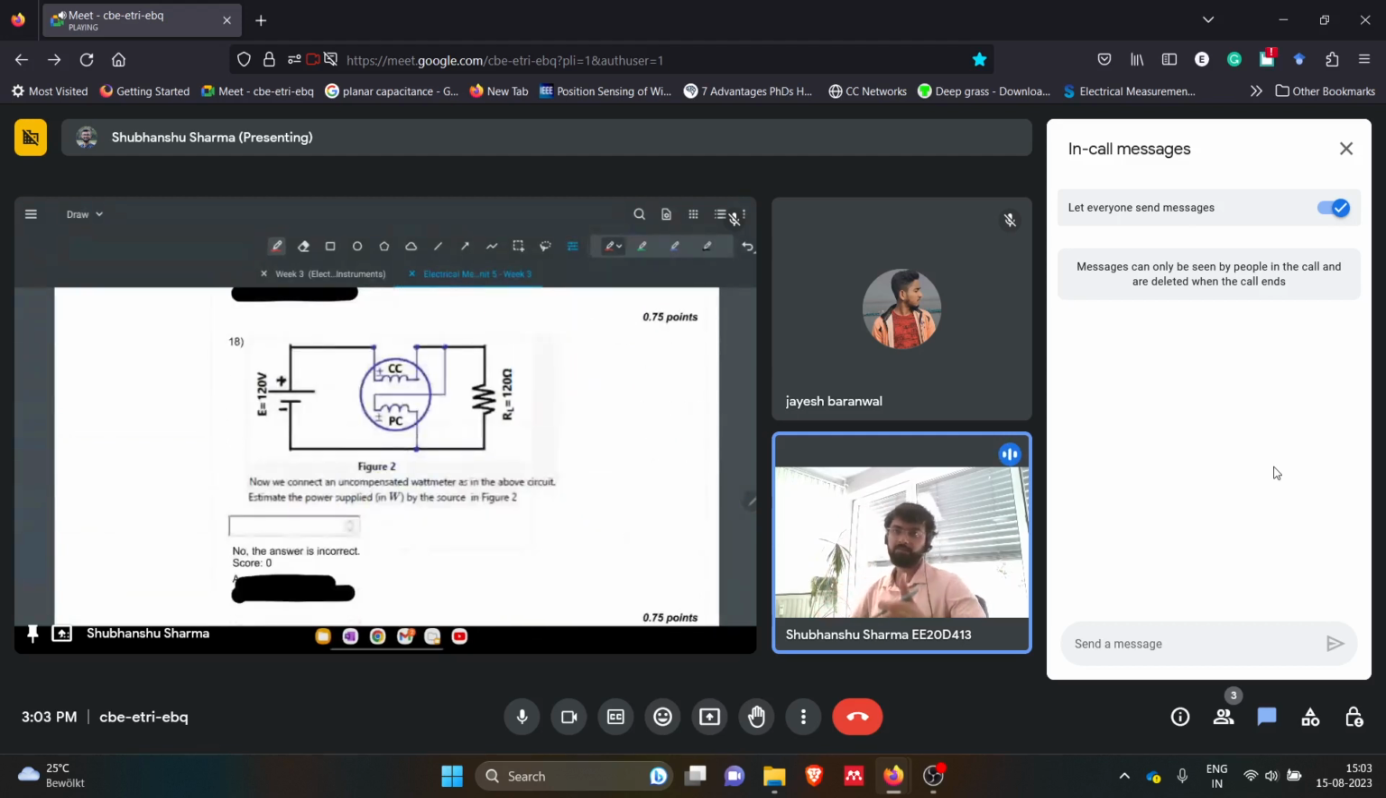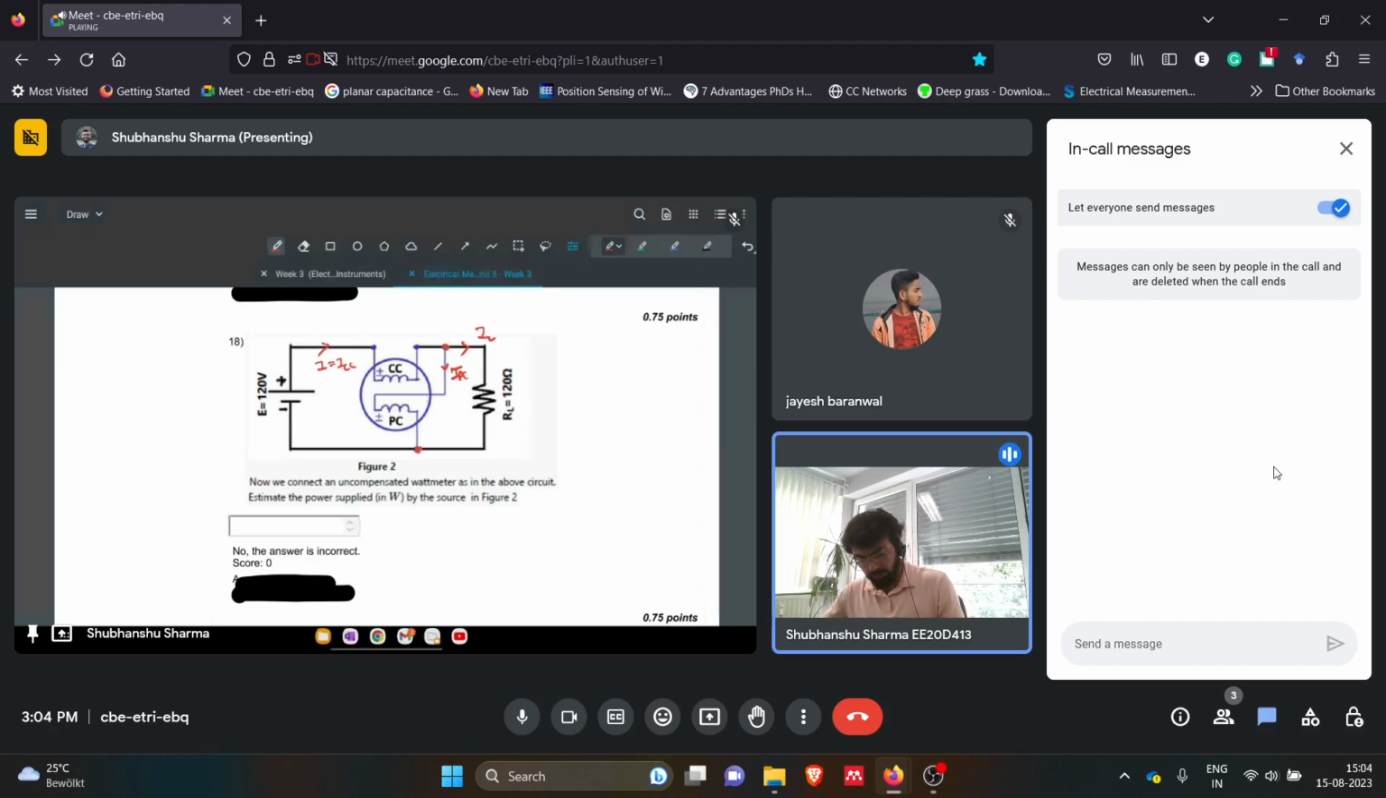Now in the subsequent questions, we are just looking at the different connections of this wattmeter. So now this pressure coil has been attached across the load. Accordingly, let's say the source current is I. This will be the same as ICC, the current coil current. Then we will have I load, and then the pressure coil current. We should just be aware of what they are asking in the question, and accordingly we can solve.